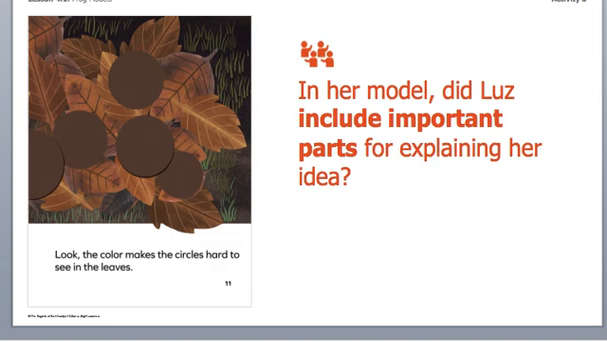Right, her model showed her idea about color by using brown paper because it was the same color as the frogs, and also by putting the brown paper on the leaves, she was able to show how the color helped them hide. So our last question on the checklist is, did I leave out parts that do not matter for explaining? Think about Luz's model and what you know about frogs in the forest. Did Luz leave out parts that did not matter for explaining her idea?